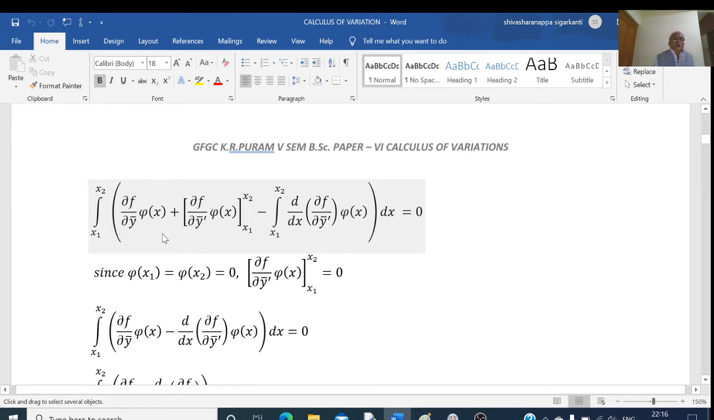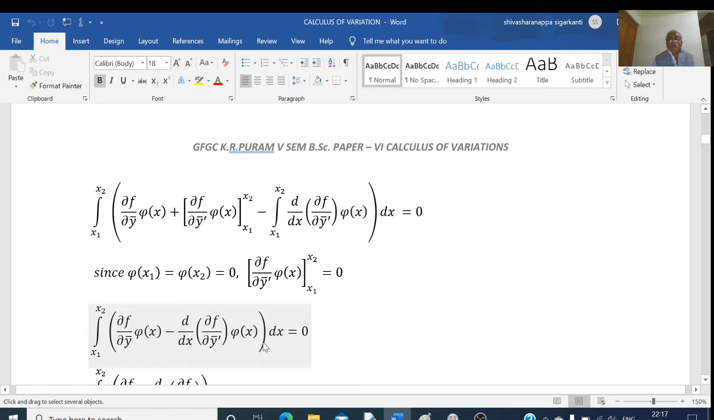And what remains is this term and this term. And we have the integration with the same limits here. I can take the common limit here. I will take only one common integration here, that is x1 to x2. This term, dou f by dou y bar into pi of x minus this term, d by dx of dou f by dou y bar dash into pi of x dx is equal to 0.